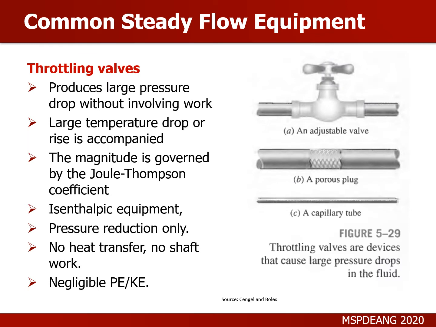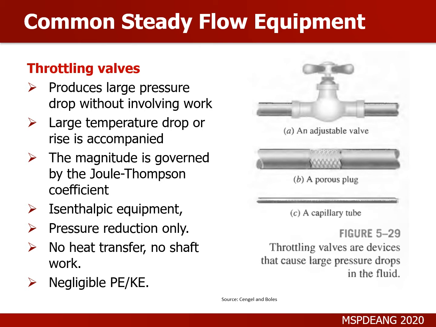The next type of steady flow equipment are your throttling valves. And throttling valves produce a large amount of pressure drop without involving any work. So essentially, what you are doing is you're passing a high pressure liquid or a high pressure fluid through either an adjustable valve, a porous plug, or a capillary tube, and this will reduce the pressure. Now, there is no heat transfer involved. Okay? There's only a pressure reduction.